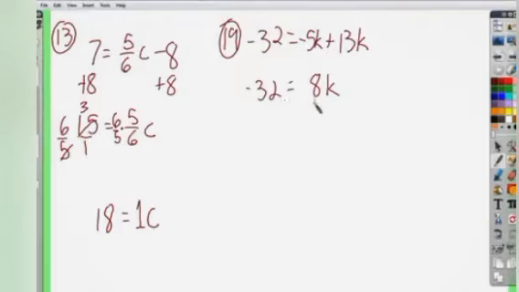Somehow I want to divide by 8. 8 divided by 8 is 1. Yes. Negative 32 divided by 8, negative 4. That's what k is.